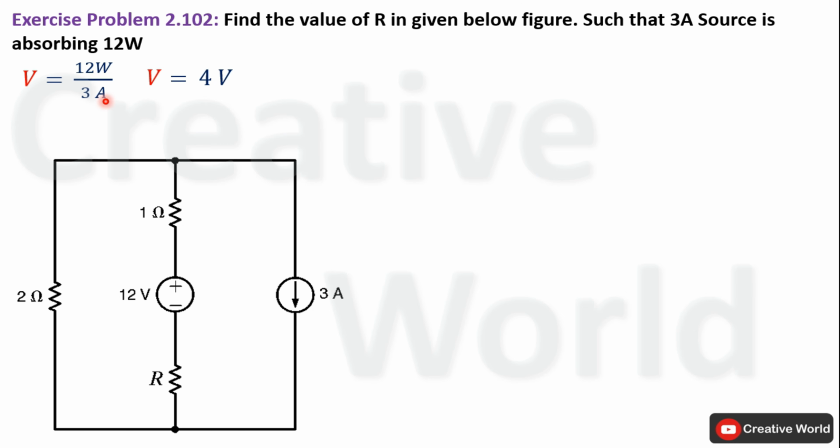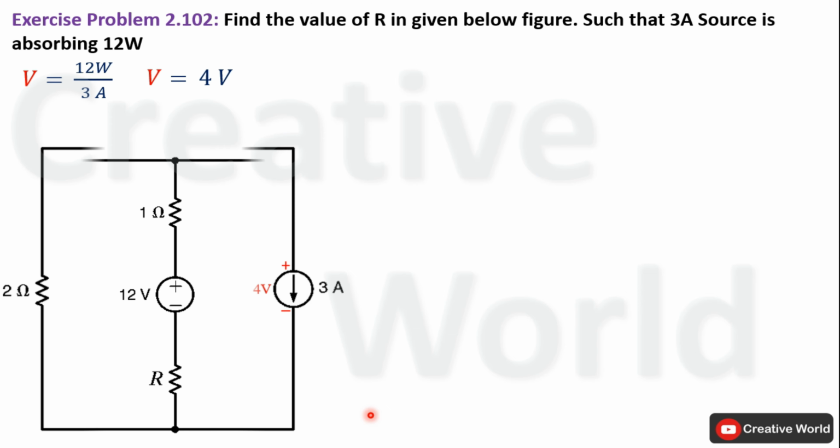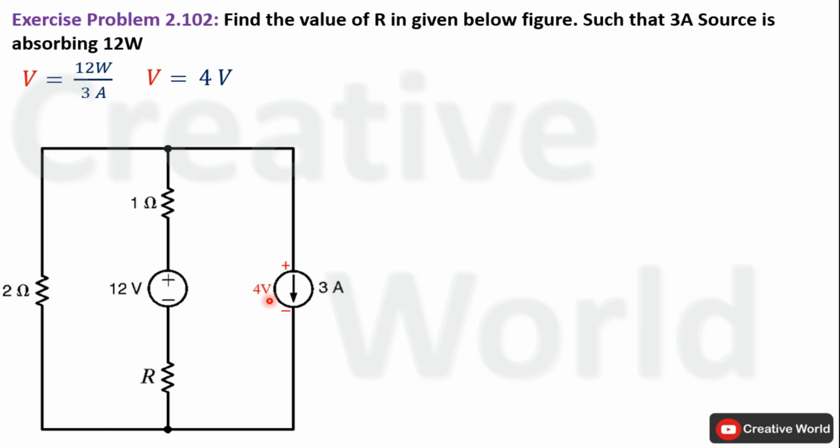Voltage will be equal to 4 volt and the polarity of voltage will be positive terminal here and negative terminal here. Because we know that in order to absorb power through an element, the current should enter from the positive terminal and leave from the negative terminal. Modify the network by indicating the voltage across this constant current source with its polarity. Now this same voltage with the same polarity will be appearing across this 2 ohm resistance because of the parallel connection.